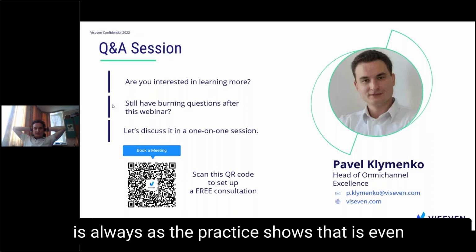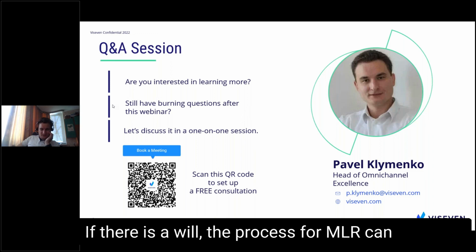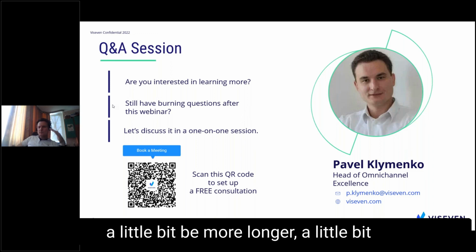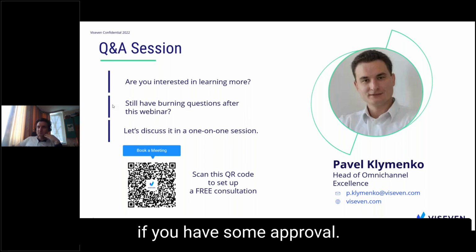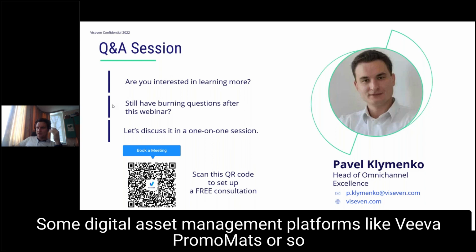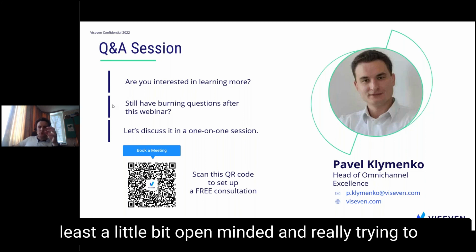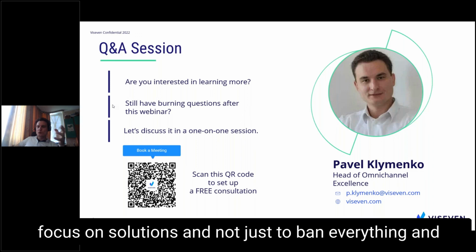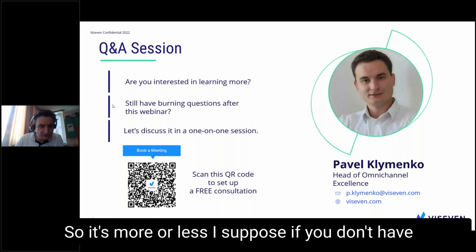So there is always a possibility. As our practice shows, it is even possible to work with dynamic content. If there is a will, the MLR process can be a little longer and more complicated, or easier, from company to company, but it's all manageable, especially if you have an approval or digital asset management platform like Promomat in place, and if your legal team is at least a little open-minded and trying to focus on solutions and not just ban everything and say it's not possible, let's just quit it. So it's more or less all, I suppose.